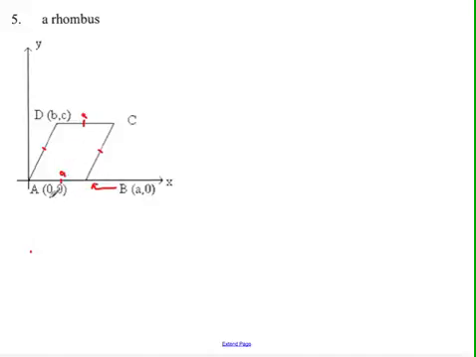This means that we're going up a distance of C, and we're going over a distance of B. Just like in a parallelogram, this will be kind of mirrored over here. So we're going over a distance of B and up C. So our coordinates for C are: we're going over A and a little bit more, so we're going over A plus B. How far up are we going? We're going up C.